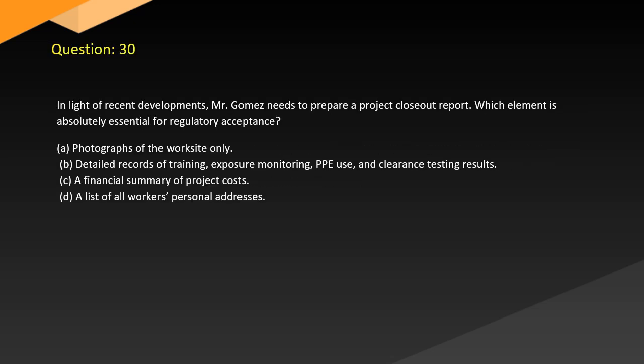Question 30. In light of recent developments, Mr. Gomez needs to prepare a project closeout report. Which element is absolutely essential for regulatory acceptance? A. Photographs of the work site only. B. Detailed records of training, exposure monitoring, PPE use and clearance testing results. C. A financial summary of project costs. D. A list of all workers' personal addresses.